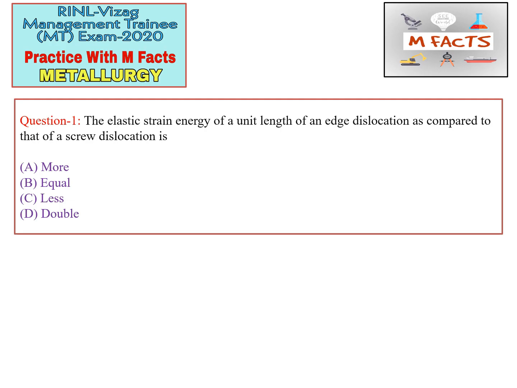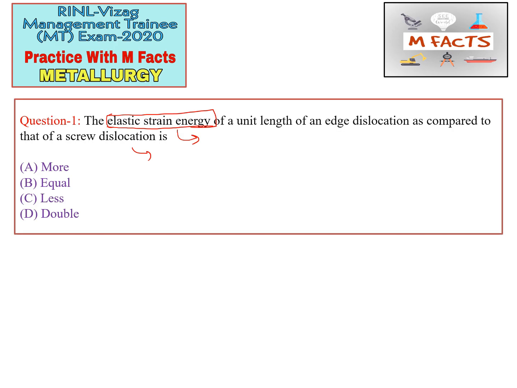The first question is: the elastic energy of unit length of an edge dislocation as compared to that of screw dislocation. Okay, so they are talking about the edge dislocation and screw dislocation. Basically, in this question, they have asked about elastic strain energy. So we must know the elastic strain energy for edge dislocation as well as screw dislocation. Until we know the formula for this elastic strain energy for the edge dislocation and screw dislocation, we cannot compare these values. So these are the four options. A option is more, B option is equal, C less, D double.